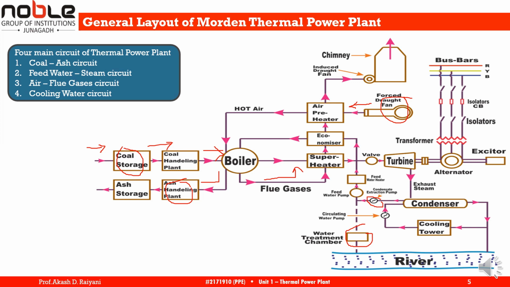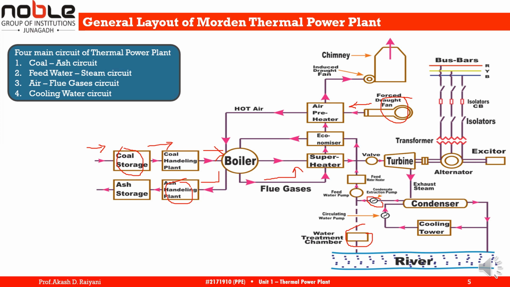So the superheated steam first expands in the high pressure stage of the turbine, and it is then reheated in the reheater, and again it is expanded in the low pressure stage of the turbine. The mechanical power developed by the turbine is supplied to the generator, where mechanical energy is converted into electrical energy, and the exhaust steam is then passed to the condenser.